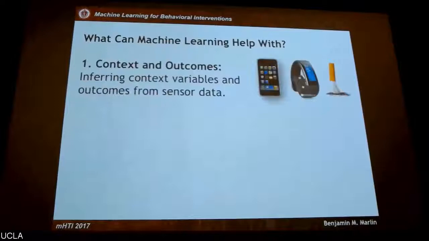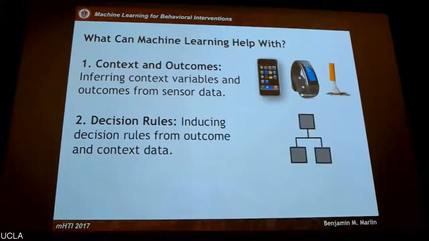Right? So I'm going to talk about context and outcomes primarily, and we'll look at how that context inference problem, that's used to infer stress, that's used to infer cigarette smoking, how does that work? What are the machine learning methods that are applied there, or more importantly, the machine learning methodology that's applied there to learn these computational models that perform these inferences for us. Right? I'll say a little bit about decision rule learning towards the end if we have time, but I'm going to mostly focus on the top one.